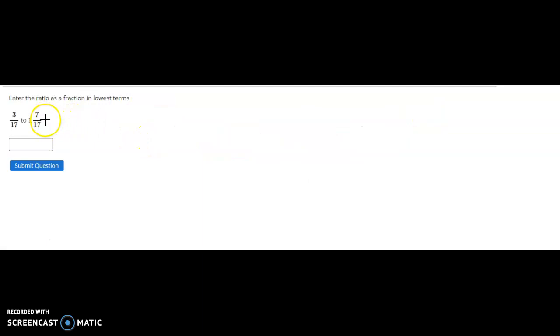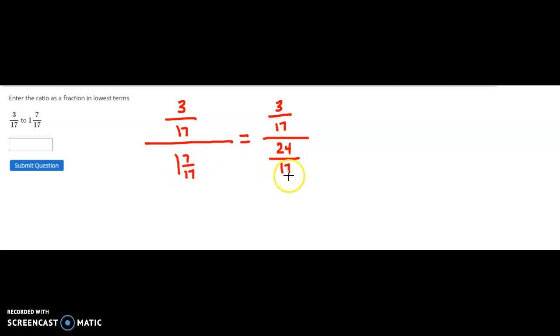Okay, here we need to enter the ratio as a fraction in lowest terms. So I'm going to have 3/17 to 1 and 7/17. So what we're going to want to end up with as a final answer is just a fraction with one numerator and one denominator. So we're going to have to simplify this. So first, I'm going to work on the bottom. Let's make the bottom, the denominator, into an improper fraction. So I'll still have 3/17 in the numerator. I'll do 17 times 1 is 17, add the 7, and I get 24 over still 17.